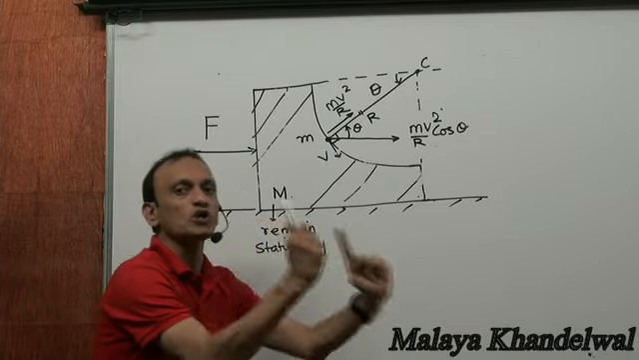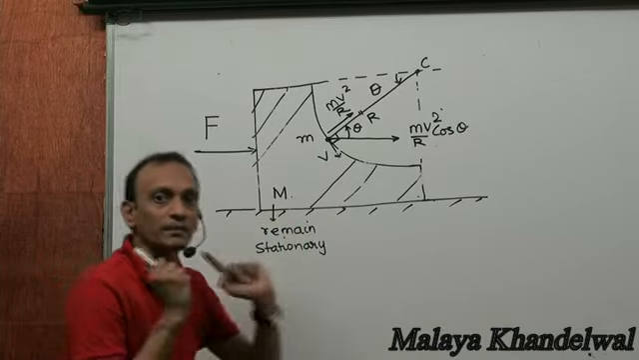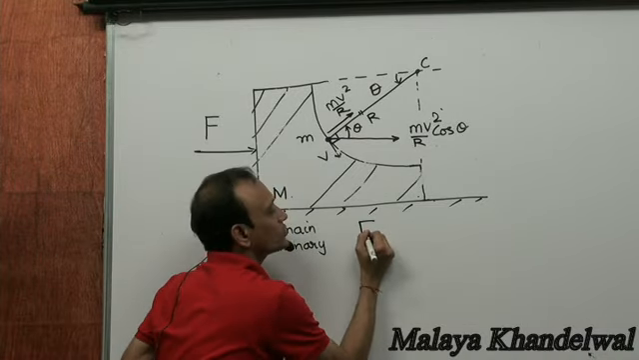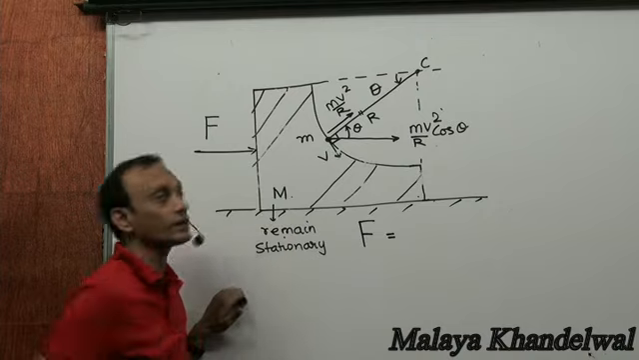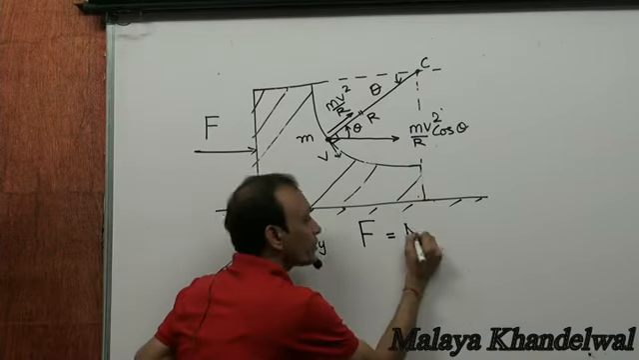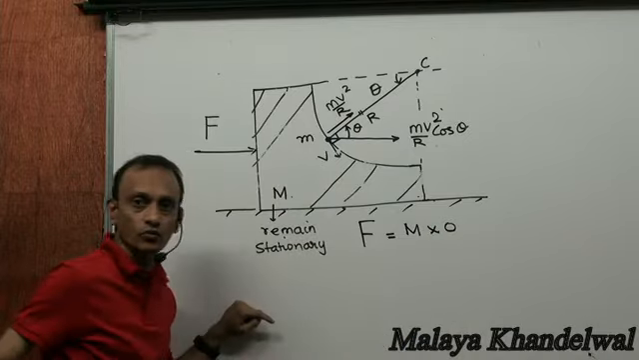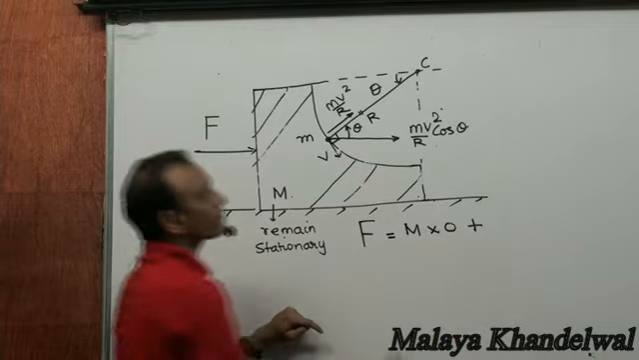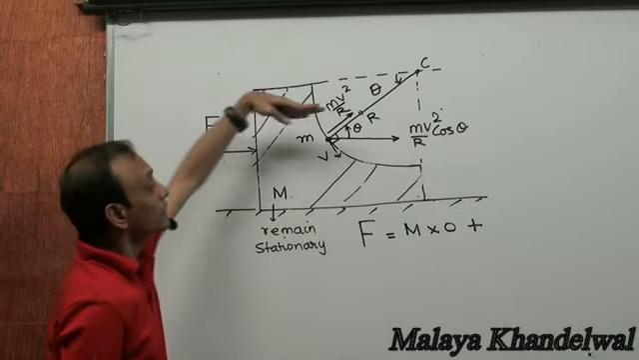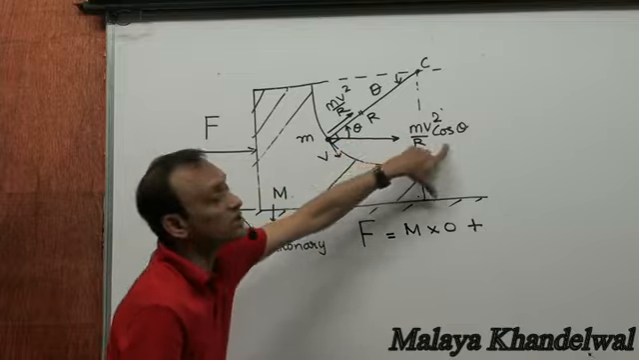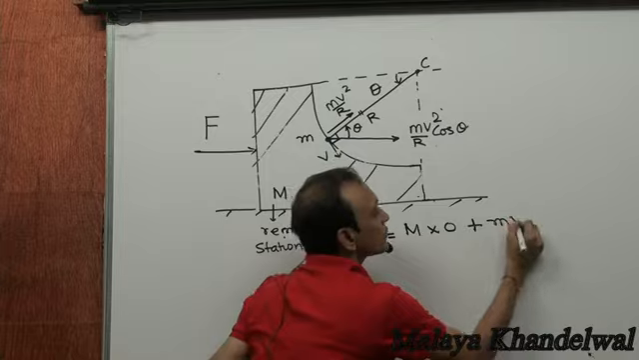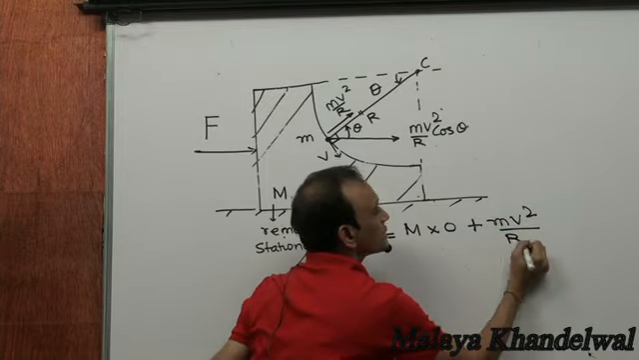I'll apply generalized Newton's second law. So the net horizontal force on the system is capital F. That must be equal to the mass of the wedge into acceleration of the wedge, which is 0, plus mv square by r cos theta, which is the horizontal acceleration. So mass into acceleration horizontally of small m, which is mv squared by r cos theta.